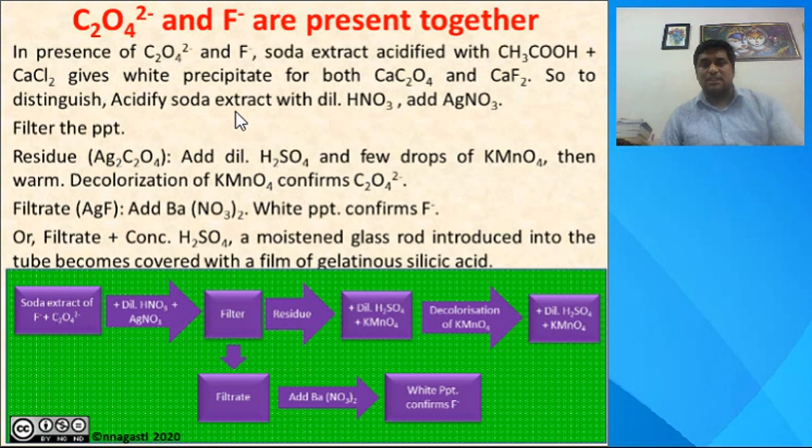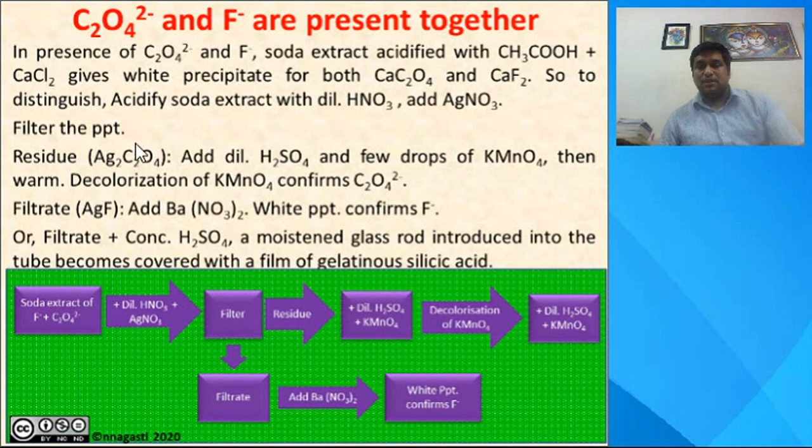Take soda extract, acidify it with dilute HNO3, then add silver nitrate into it. We will get a precipitate, and the precipitate will be of silver oxalate. Silver fluoride will not be precipitated, it will be water soluble. So it will help us in separating oxalate and fluoride. Filter the precipitate.